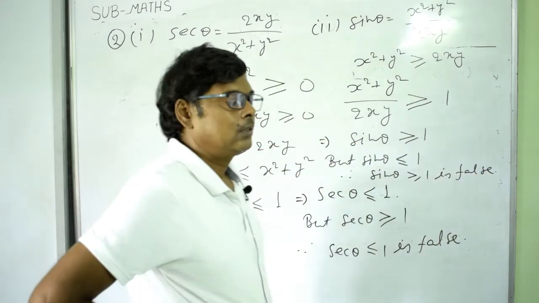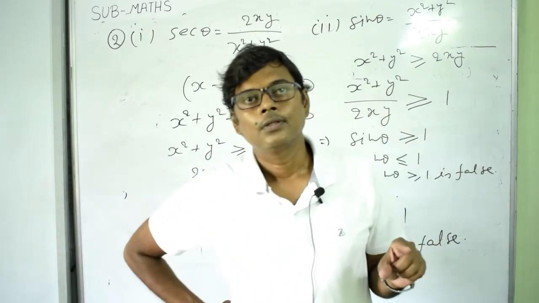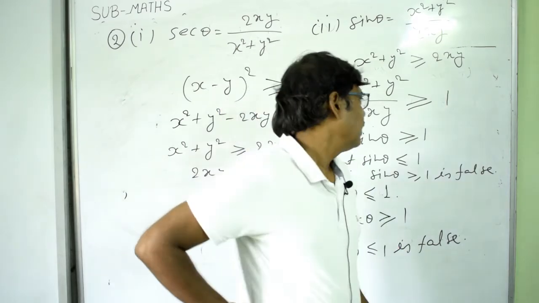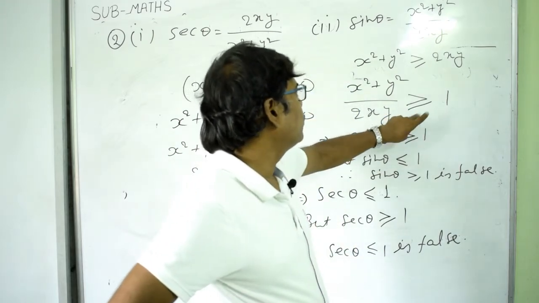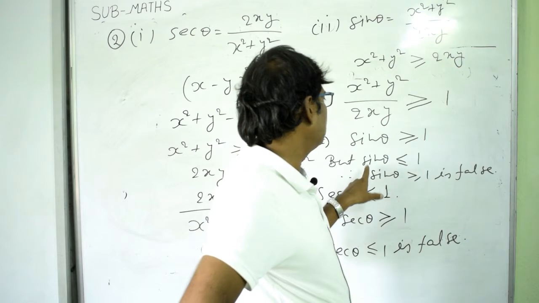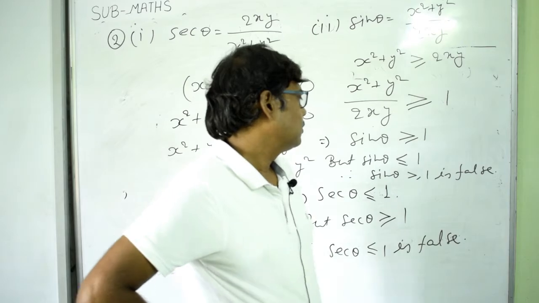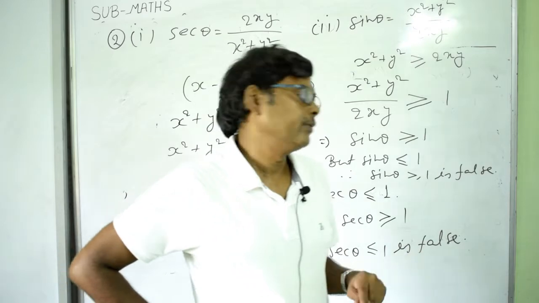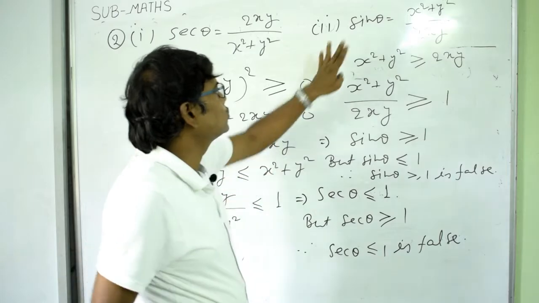You must remember what I explained before, that the value of sin theta and cos theta always lie between -1 and 1, and here this expression is more than 1 or equal to 1. Equal to 1 is correct for this, but more than 1 is not correct. That is why this statement is false. The value of sin theta will never be more than 1. It is only 1 or less than 1. So both statements are false. Sec theta equal to this is false, and this is also false.